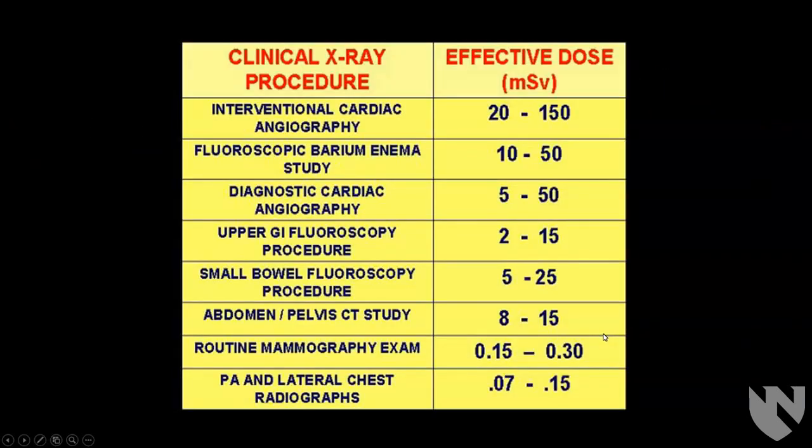Okay, so kind of overall effective dose of different procedures. So fluoro procedures are some of the highest radiation procedures that we have, that along with nuclear medicine studies. So cardiac angiography, barium enema, GI fluoroscopy, those are all in the order of 10 to even hundreds of millisieverts, which, just for reference, an abdomen and pelvis CT is in the order of 10 to 15, and mammography and X-ray are less than 1.